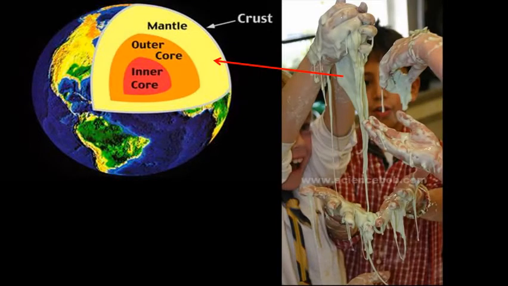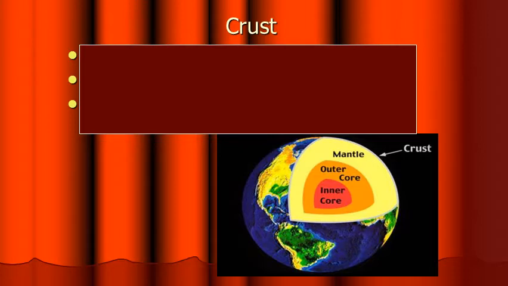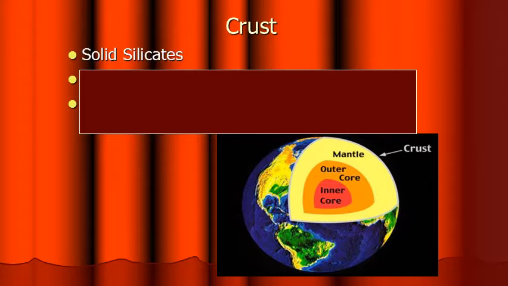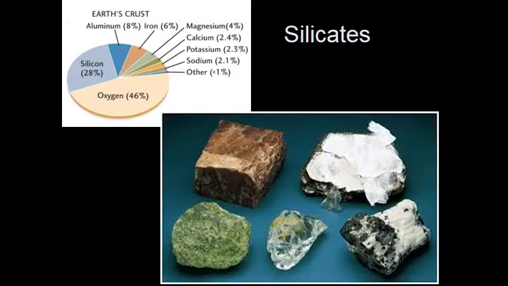Think of it kind of like that kind of consistency. Okay, then we get to the crust, and the crust, again, we can kind of break down into parts. These are going to be mostly solid silicates, so things that are made of silicon, oxygen, things like that. That's actually what the rocks of the crust are made out of. There's your silicates. Remember talking about those when we talked about minerals.